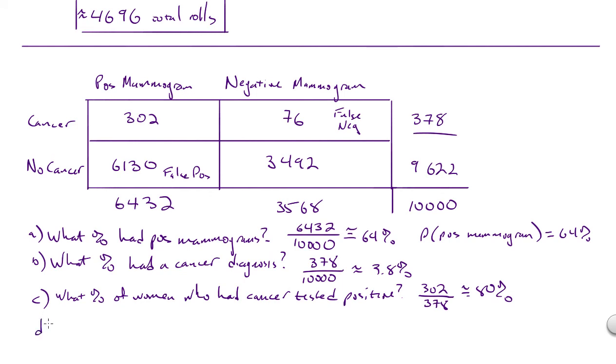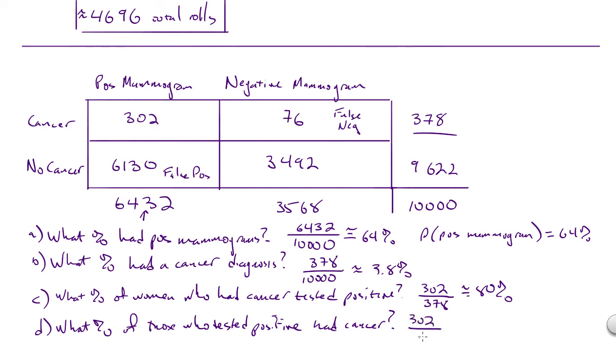Not to be confused with another question: what percent of those who tested positive had cancer? Now we're talking about this column. Of those who tested positive, that's this column, who had cancer? Well, that's still the 302, but it's a different total, 6,432. So that's going to be about 4.7%.